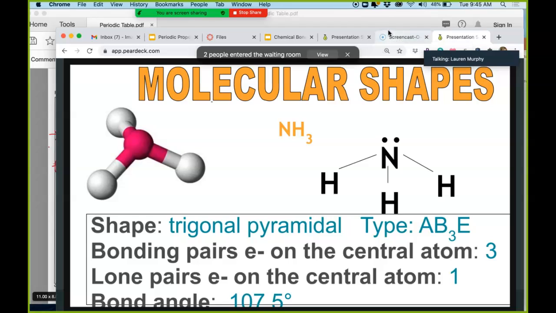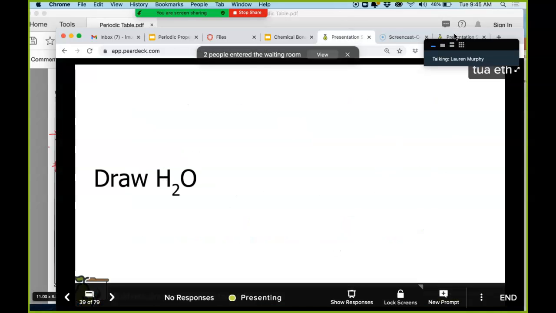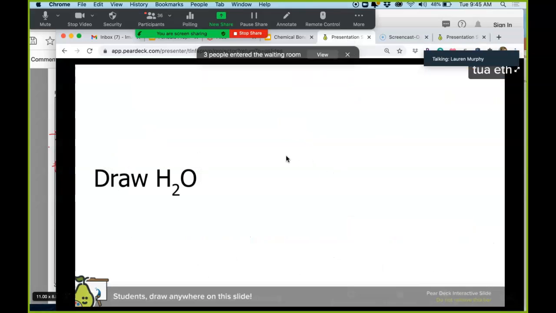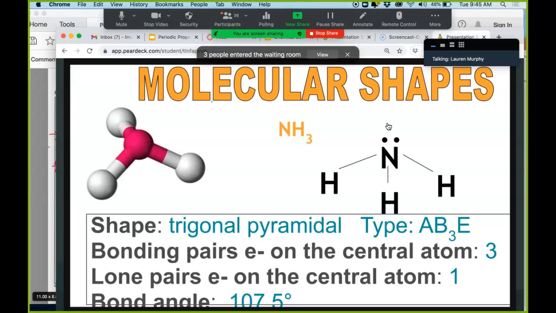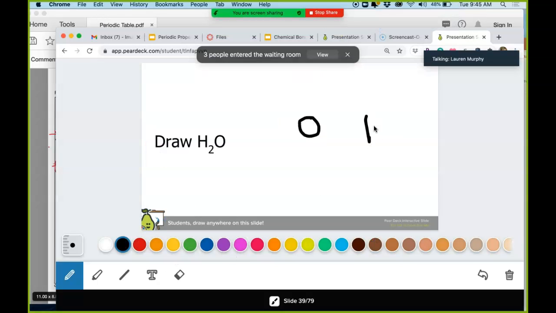Okay, one last one. Please bear with me. It's one you know very well. Water. Now, it is very common to want to draw water like this. So oxygen, hydrogen, hydrogen. And just please bear with me. I know if the bell rings, you can still hang out for a minute. You have 7 minutes to pass if you're in class.